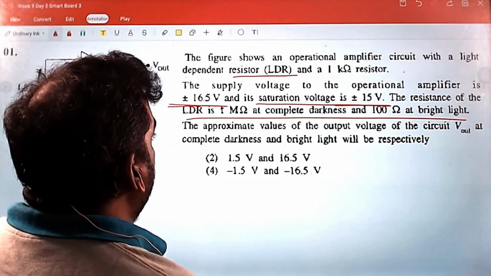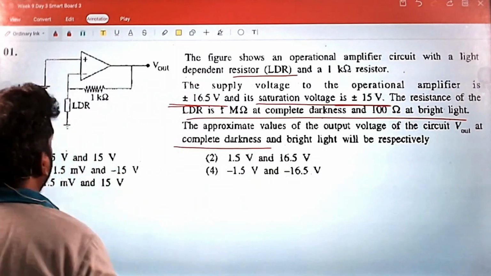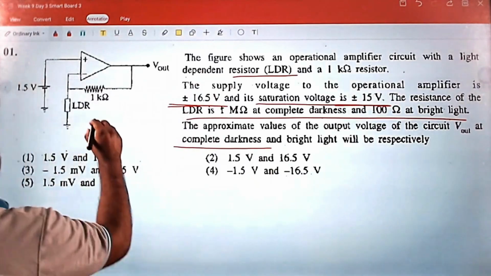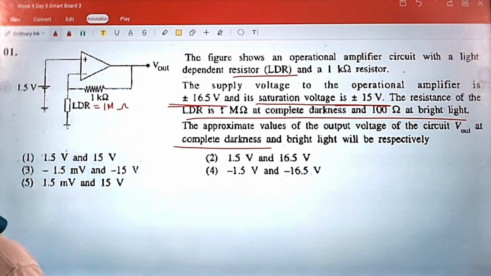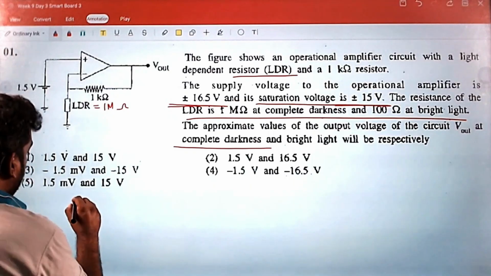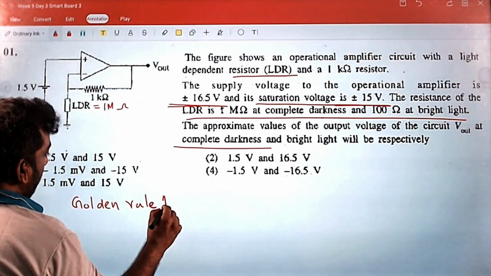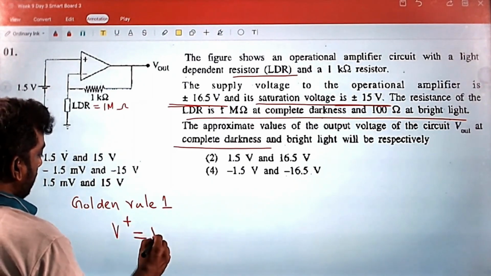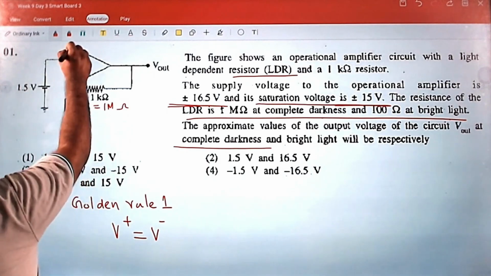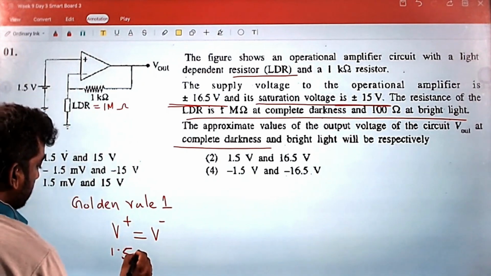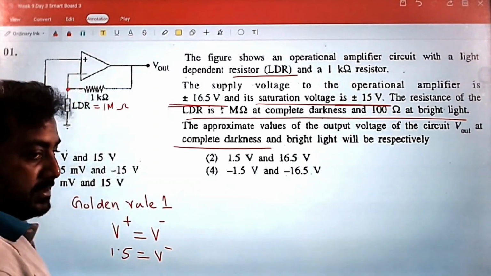Approximate values for the output voltage in complete darkness. Okay, let's talk about complete darkness first. 1 mega ohm here. Closed loop circuit, golden rule number 1: V plus equals V minus. Now V plus is equal to 1.5 volts. So V minus here is equal to 1.5 volts.